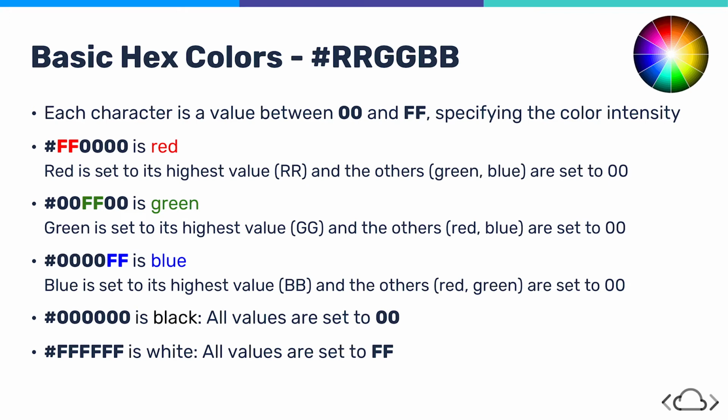So if we wrote FF for red, as in hashtag FF0000, we get a red color. If we wrote FF for green, as in hashtag 00FF00, we get green. Lastly, if we wrote FF for blue, as in hashtag 0000FF, we get blue. If we set all the values to 000000, that means the lowest brightness setting for all the 3 colors, meaning no light will be displayed, and that means pitch black on our screen. Now, if we set all the colors to the maximum values FF, we get white.